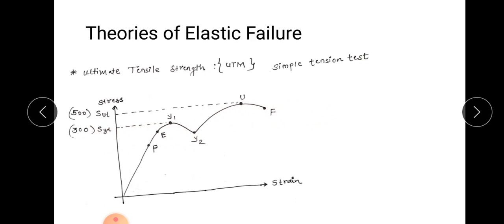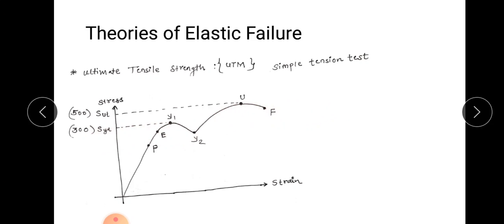So what happens when we apply an axial load or stress on a material, and the value exceeds 300 megapascals, that is SYT? It means there is a permanent deformation in the material. And if the axial stress value is more than 500 megapascals, that is SUT, the corresponding component will break, right?